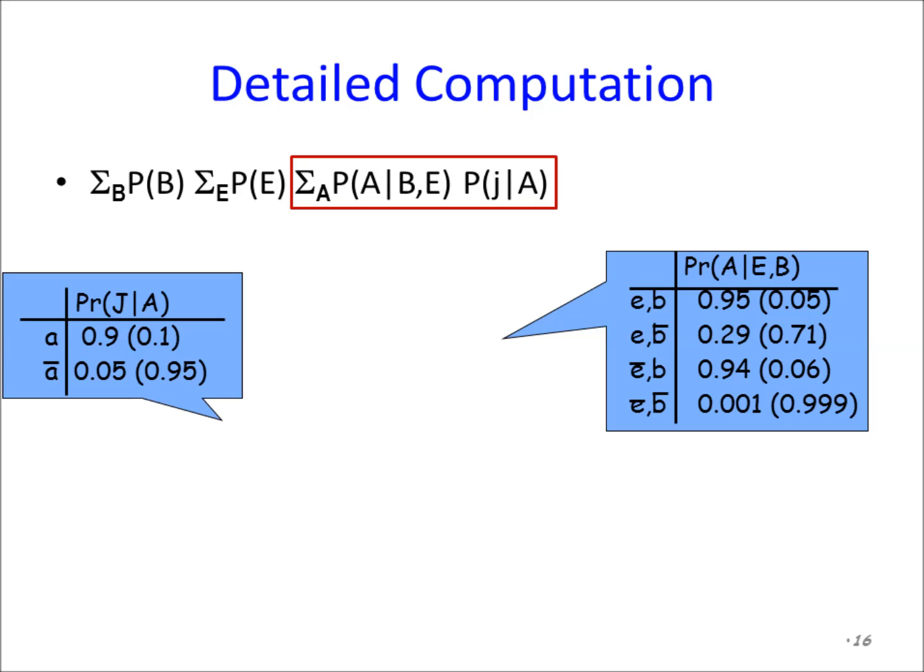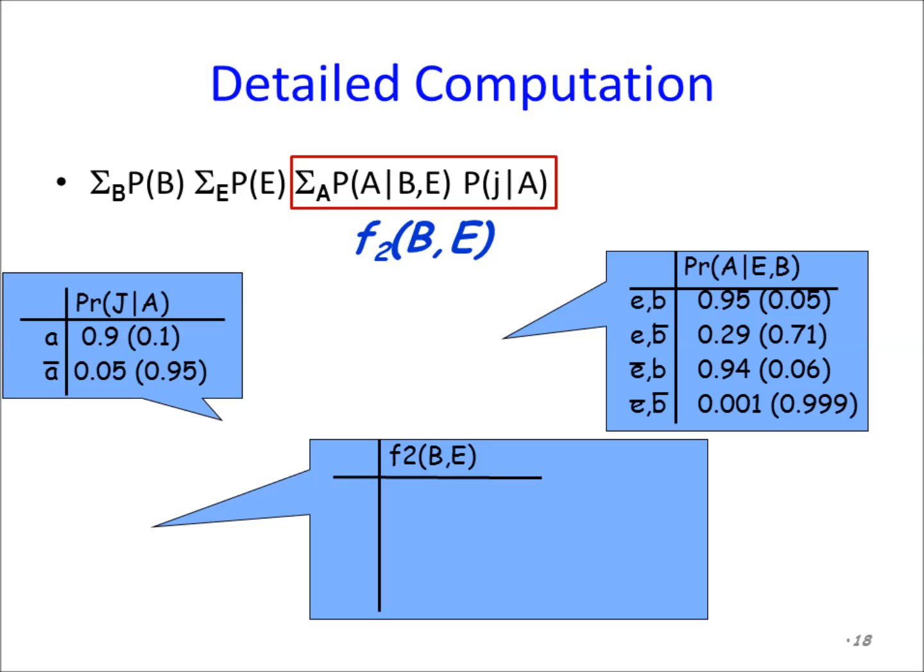So what is this a function of? B and E, right? Because this is a function of A, B and E, this is a function of A because J is known to us, and we are summing out A, so this is going to be a function of B and E. Let's create this function. Suppose E and B are both true. Then which numbers am I going to multiply and what am I going to add? One at a time. What will be the first term? 0.95 times 0.9.